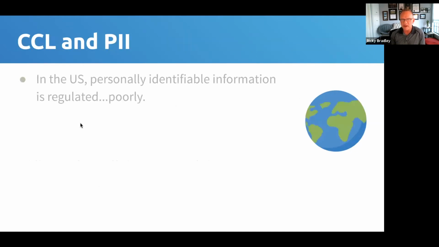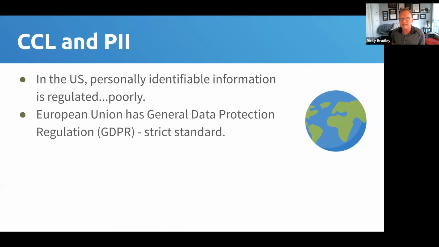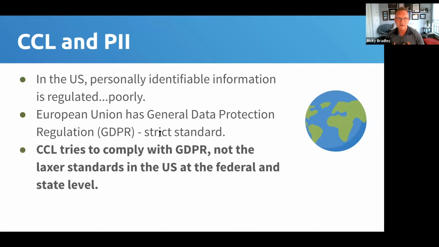The thing about CCL and personally identifiable information, there are a lot of three-letter acronyms right there, right? CCL and PII. In the US, PII is regulated, but it's regulated very poorly, through some FTC things, and it differs between states. What we really wish is that we were a lot more like the European Union, which has a new standard they rolled out a few years ago called the General Data Protection Regulation, or GDPR. It's a really strict standard for how data should be collected, handled, stored, and how you get rid of it if a user wants you to.